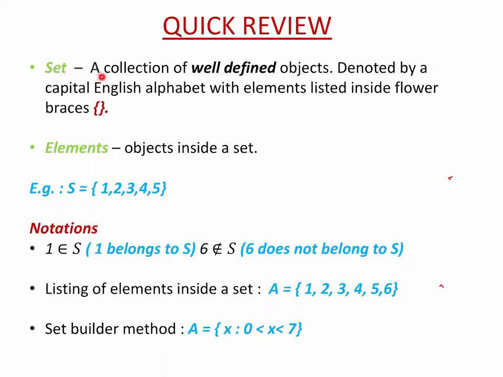defining a set. A collection of well-defined objects is known as a set. So you need to pay attention to the word well-defined. And a set can be denoted by a capital English alphabet with elements listed inside flower braces. So, what are elements? Elements are nothing but objects inside a set. For example, you have S equal to {1, 2, 3, 4, 5}, where S is a capital English letter, and you have elements that are numbers from 1 to 5 listed within the flower braces.